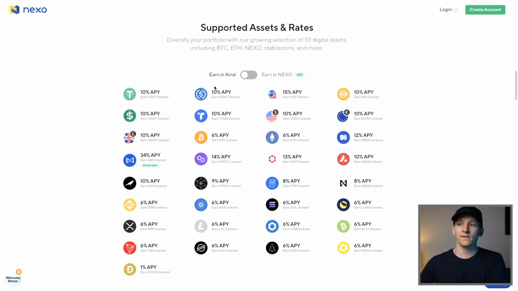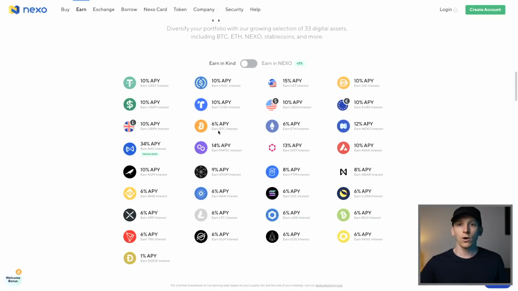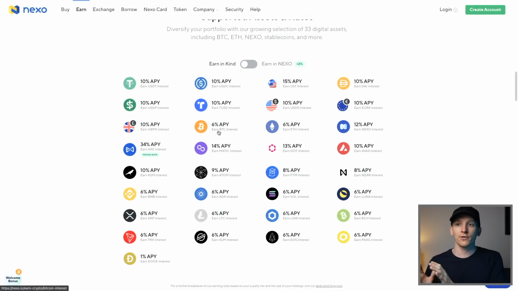You can see USDC gets 10%, 6% for Bitcoin. So for a lot of people, this is actually going to be a great thing to do, which is basically just put your crypto on a lending platform and then get that yield. That way, you don't have to use blockchains or anything like that.